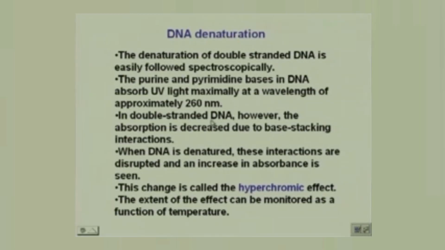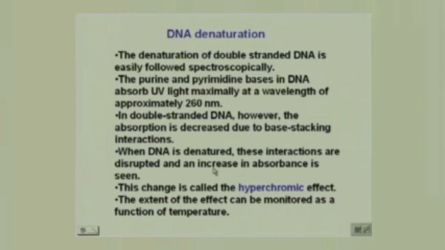In double stranded DNA, the absorption is decreased due to the base stacking interactions, because you cannot see as much as you would see when they are single stranded. When DNA is denatured, these interactions are disrupted and you see an increase. This is called the hyperchromic effect. Why? Because it is more. And the extent of the effect can also be monitored as a function of temperature.